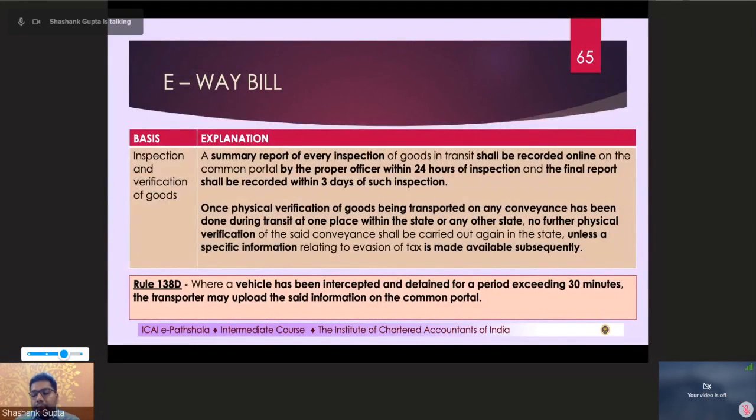One more thing, since every e-way bill has limited validity, suppose the consignment is stopped for inspection and verification, and if the inspection and verification exceeds 30 minutes, then a right has been given to the transporter that he can upload the details of such inspection on the common portal. Because suppose due to this inspection and verification he is unable to undertake transportation within the given time limit, then he can ask for an extension.